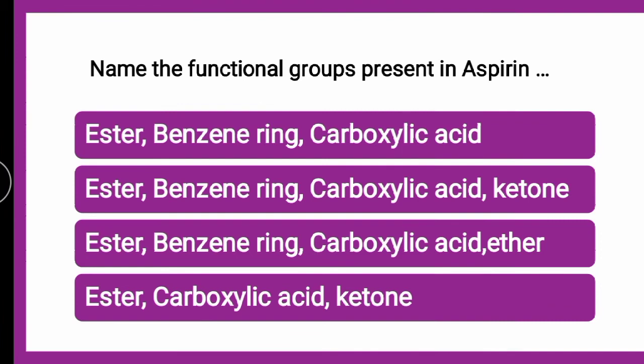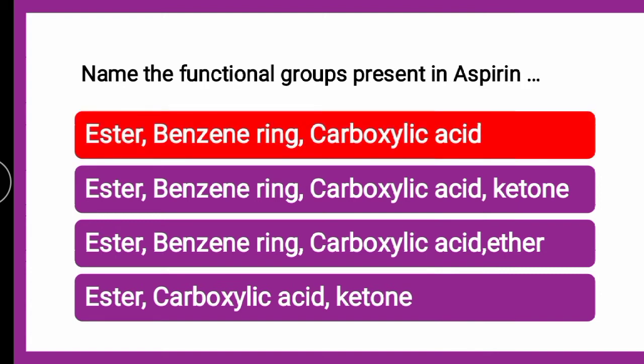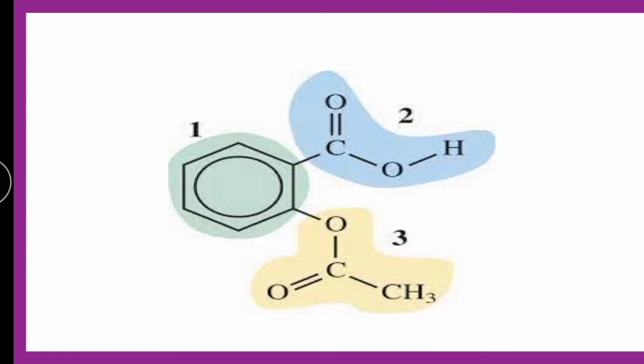The next question is: name the functional groups present in aspirin. Whether it contains ester, benzene ring, carboxylic acid, or ester, benzene ring, carboxylic acid and ketone, or ester, benzene, carboxylic acid and ether, or ester, acid and ketone. The correct answer is ester, benzene ring and carboxylic acid. As you can see here, this one is an ester, like R, C double bond O, O, R.